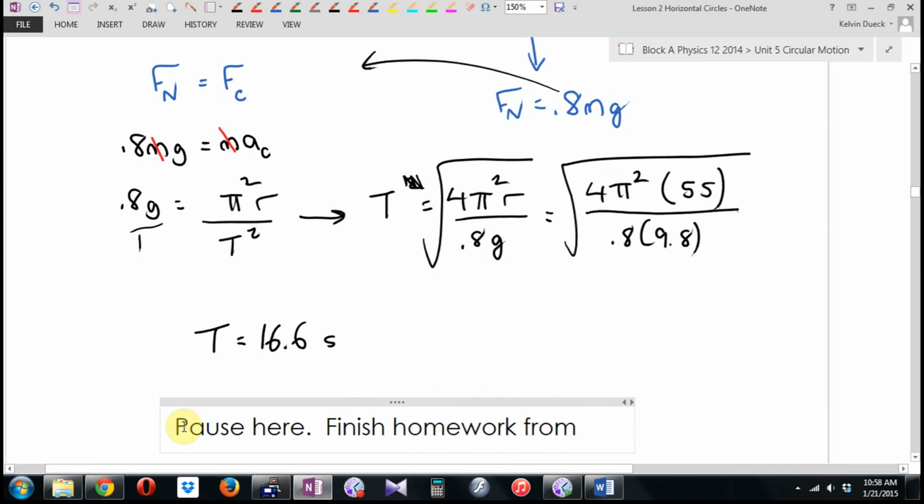Pause here, finish homework from lesson 1.